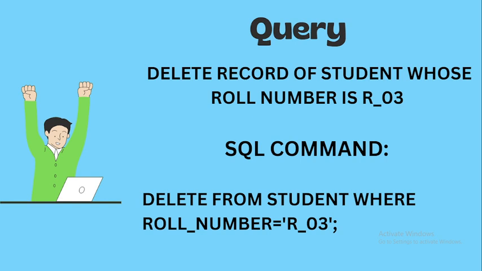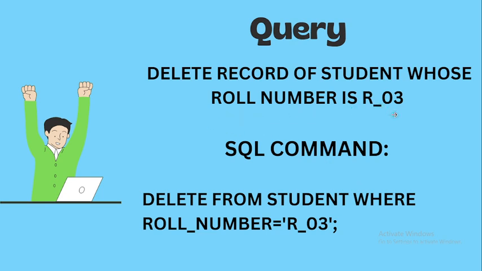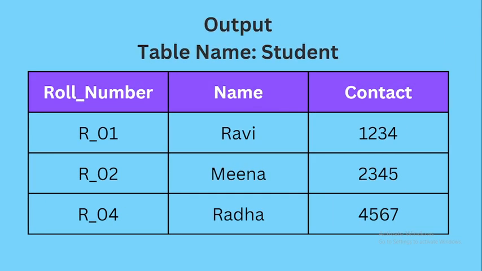Once you execute this command, you will get your output again in the form of a table with some records, but the record related to roll number R_03 will not be available because it has been deleted. So our output will look like this after the execution of the SQL command. Now you can see in this output table, we don't have any record where the roll number of the student is R_03.